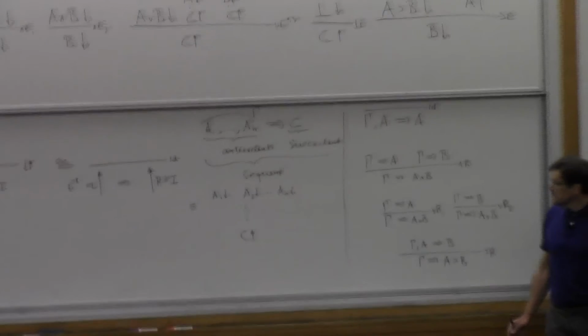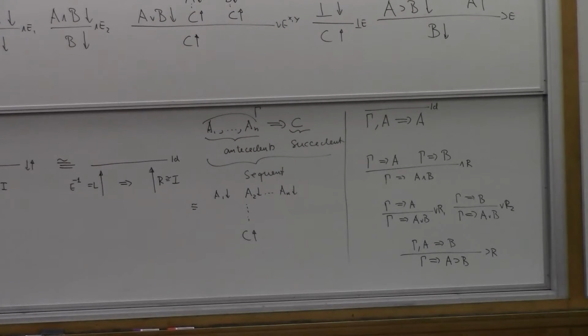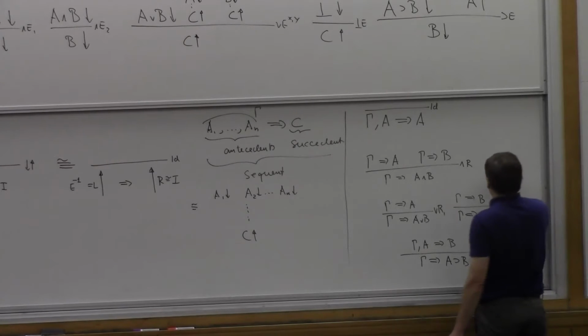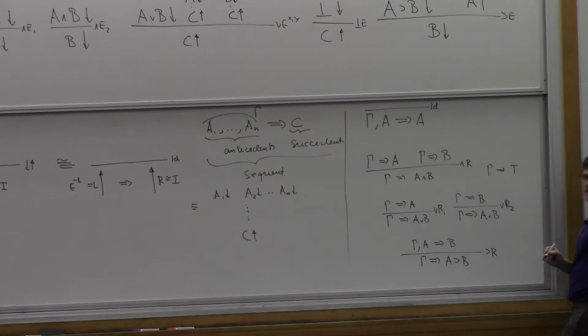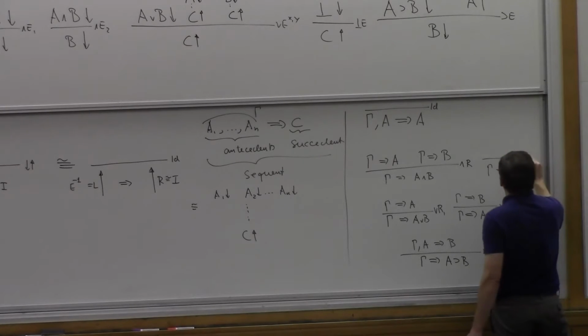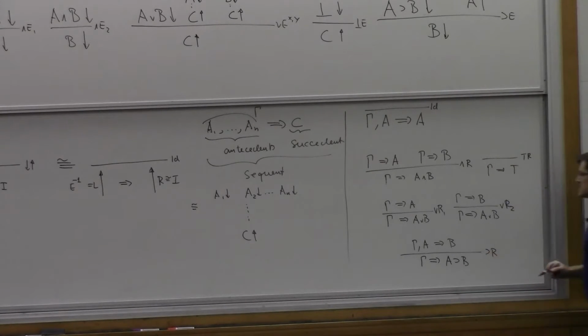These right rules are very easy to construct. Actually, what's the right rule for top? I think we're done with that. From gamma, I can prove top, that's it. Okay, good. Our right rules are done. Half the sequent calculus is done.